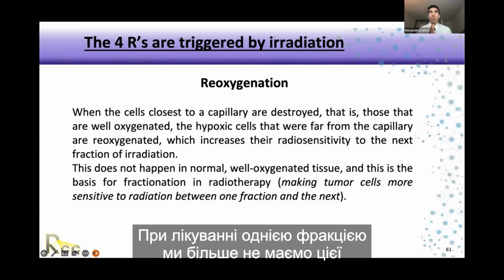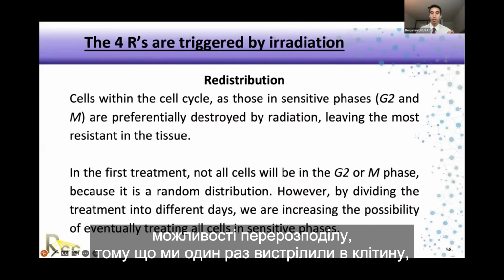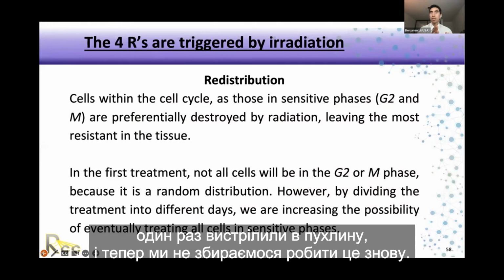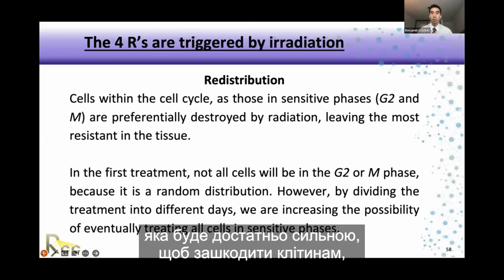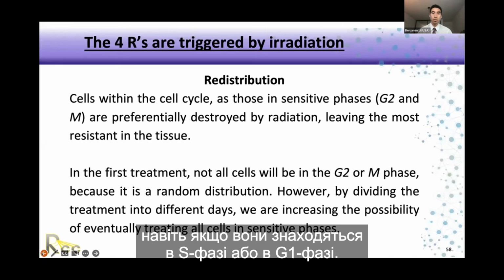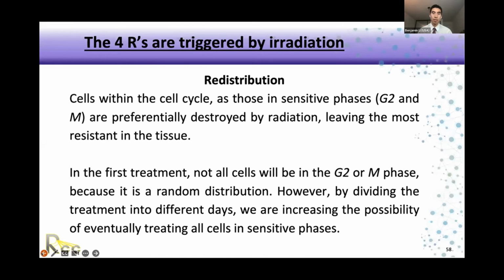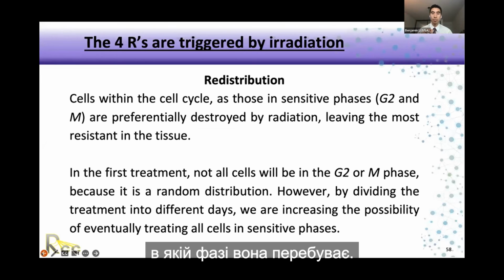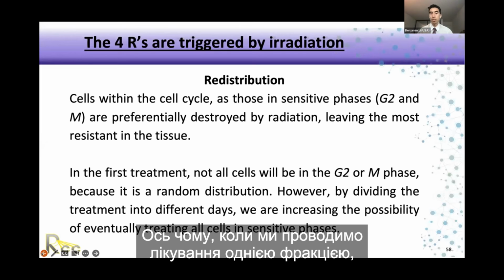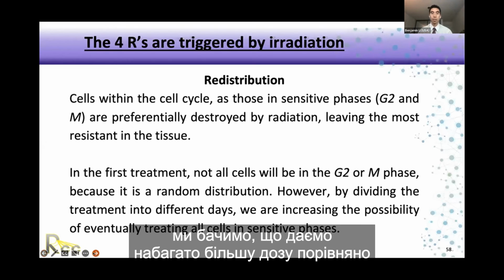With a 1 fraction treatment, we no longer have the ability to have redistribution, because we've shot the tumor once and now we're not going to be doing it again. So if we're giving just 1 fraction, we need to give a dose that's strong enough that it will even hurt cells if they're in the S phase or if they're in the G1 phase. In other words, we need to give a dose that will damage the cell no matter what phase it's in. So that's why when we give a single fraction treatment, we see a lot higher dose compared to conventional.